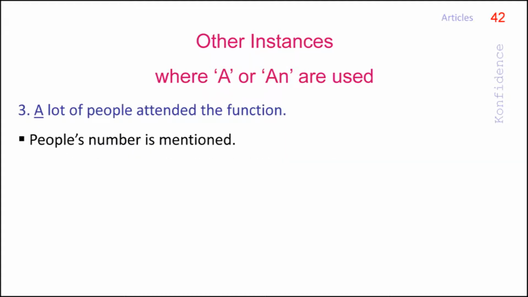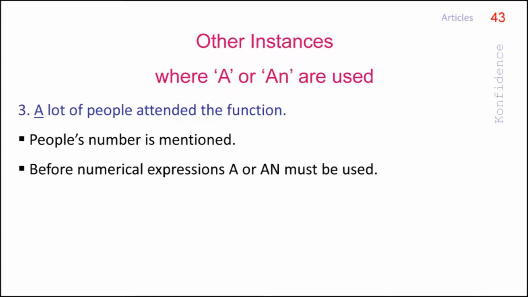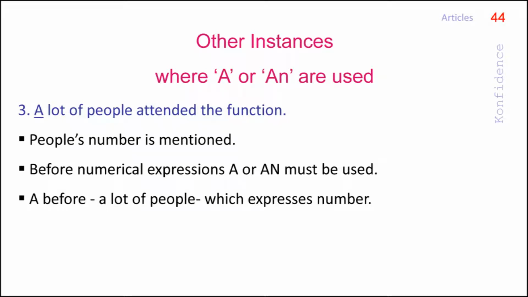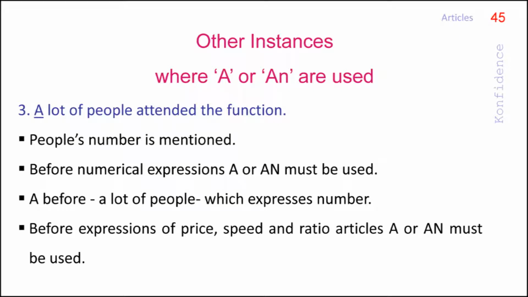In the third sentence, people's number is mentioned. Before numerical expressions, a or an must be used. So we can see article a before a lot of people, which express number. In this context, we should remember that before expressions of price, speed, and ratio, articles a or an must be used. Example, rupees 5 a kilogram.